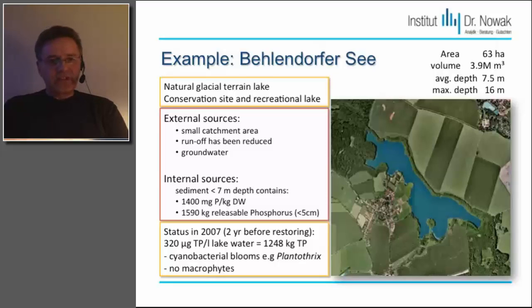The internal sources are big. The sediment carries 1,400 milligrams phosphorus per kilogram dry weight, that are around 1,600 kilograms releasable phosphorus in the first 5 centimeters. Two years before we restored, we measured 320 micrograms total phosphorus per liter lake water, that are around 1,250 kilograms total phosphorus in the whole water body. That has led to cyanobacterial blooms, low visibility, and of course no macrophyte growth.